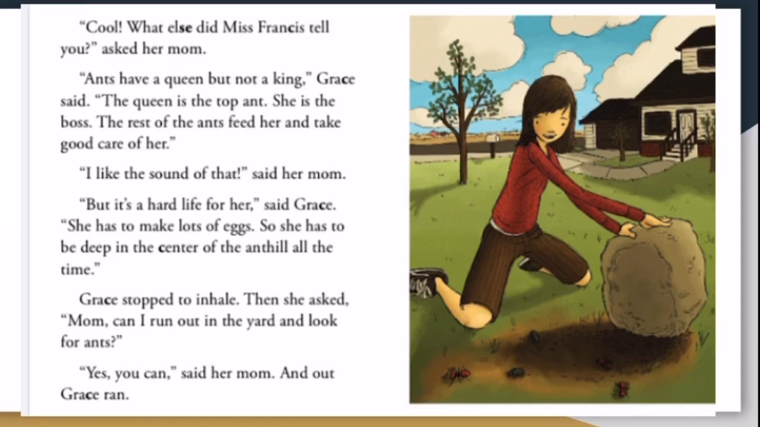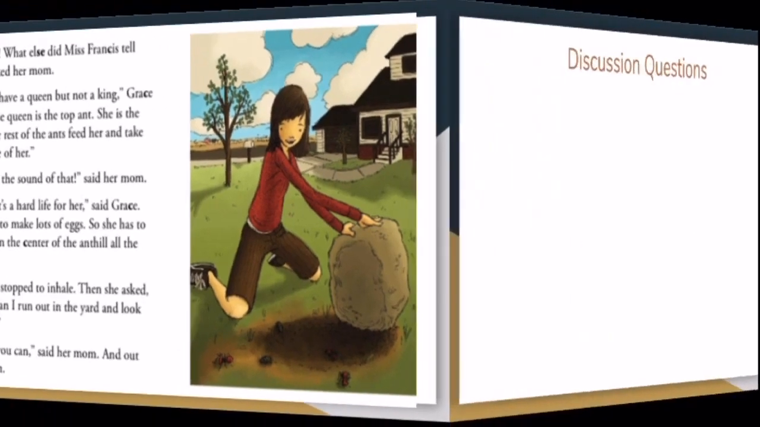I like the sound of that, said her mom. But it's a hard life for her, said Grace. She has to make lots of eggs, so she has to be deep in the center of the anthill all of the time. Grace stopped to inhale. Then she asked, Mom, can I run out in the yard and look for ants? Yes, you can, said her mom. And out Grace ran. And that's the end of our story.